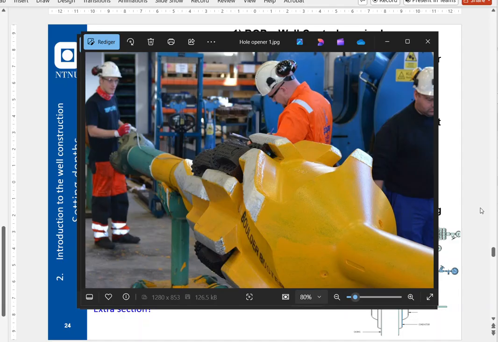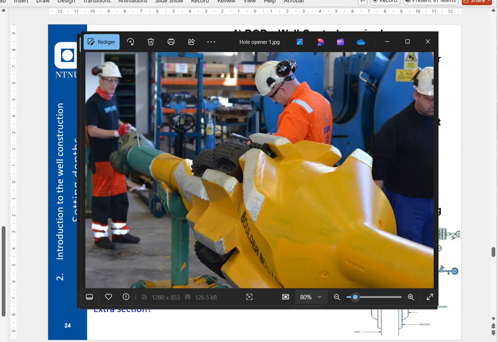I hope you can see this picture. It's called a hole opener. Can you guys see this picture? Yes. Very good. This is what you start drilling with. Typically subsea, and sometimes also these are used onshore, looking exactly like this.